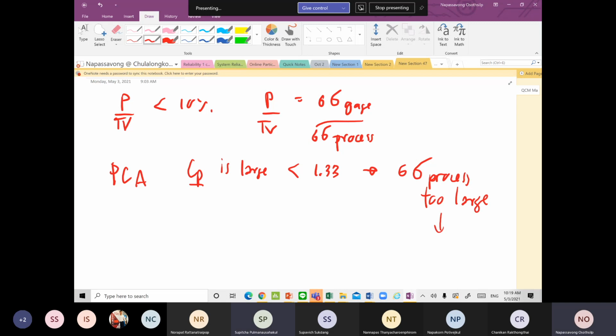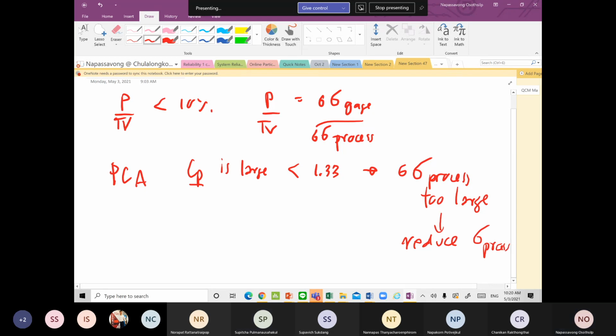Actually it's pretty simple. When variation is large, we should try to reduce the variation. Is that right? Reduce it by, for example, make a clear work instruction method of how to produce the part, so that every part will be produced by the same method. That can help reduce the variation of the process.